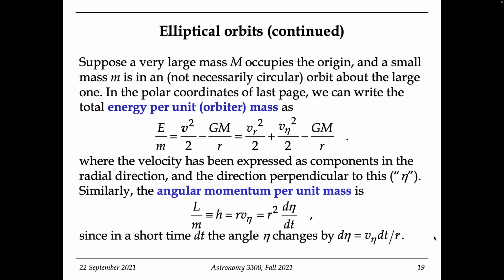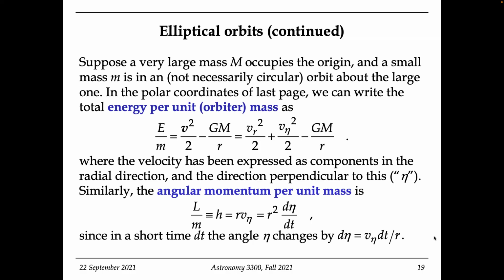azimuthal or the tangential energy, and this is the radial energy. But if you're not changing the radial distance because you're going around a circle, then that first term is zero, and you can use them for both.